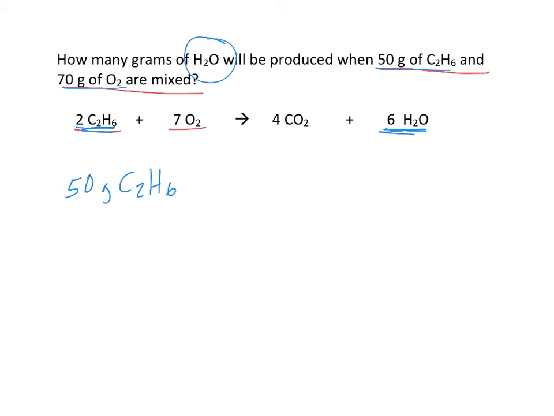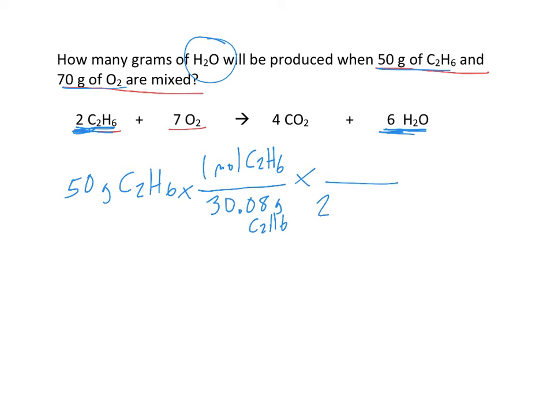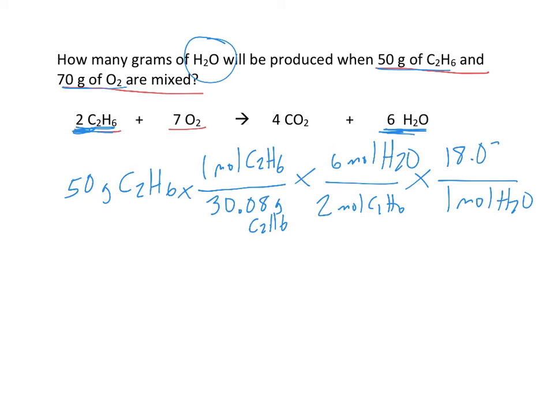And I notice I'm in grams, so I can't go direct. I have to follow, go back and watch the other stoich problems if you're not sure. But I'm going to start by converting this to moles. So I need to look up the molar mass of C2H6. If I add it up, it's about 30.08. So there are 30.08 grams of C2H6 for every 1 mole of C2H6. And then the ratio is 2 moles of this to 6 moles of water. So for every 2 moles of C2H6, there are 6 moles of water. And it's asking for grams of water, so I need to say, okay, I'm in moles of water. For every mole of water, there are 18.02 grams of water.